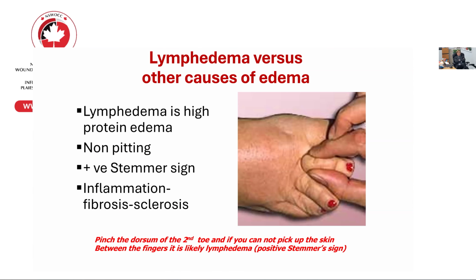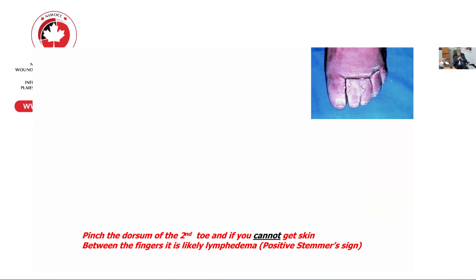here's lymphedema versus other causes. It's a high protein edema, non-pitting, with a positive Stemmer sign, and inflammation, fibrosis, and sclerosis. When you try to pinch the skin on the dorsum of the second toe, you can't pick up the skin between the fingers, and this indicates that it's lymphedema. This is a positive Stemmer sign, but this may be positive with venolymphedema or with lymphedema on its own. Next.